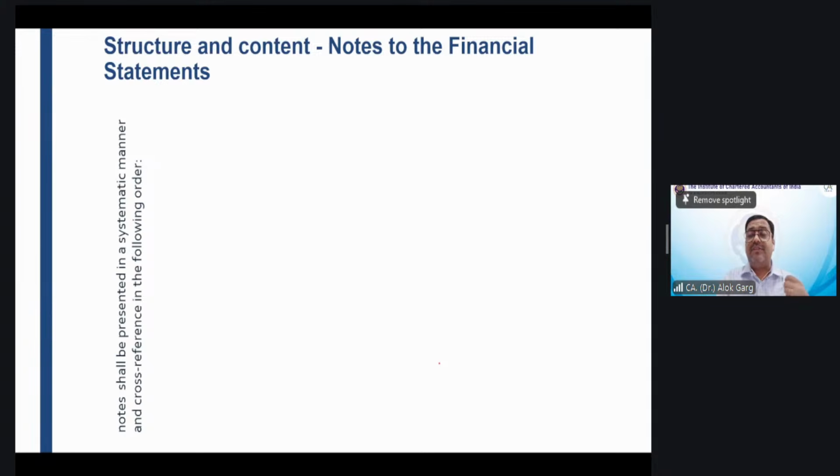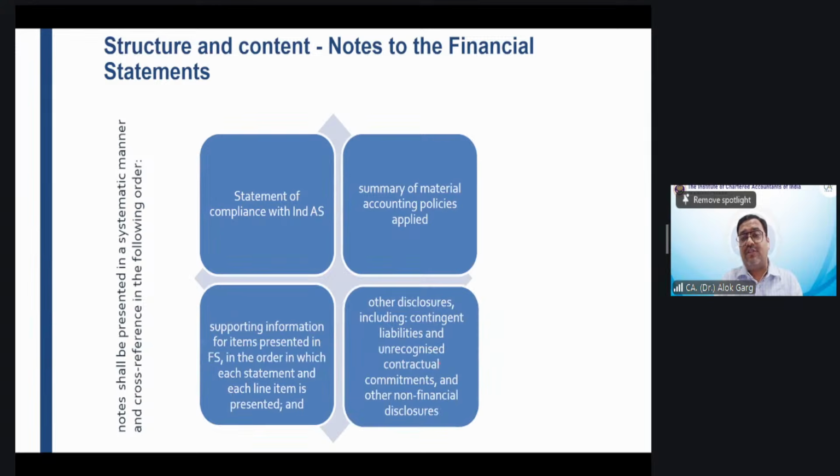This standard is such a meticulous standard. It also talks about the hierarchy in which these notes are going to be presented. Notes shall be presented in a systematic manner. First of all, statement of compliance has to be given, then summary of material accounting policy. I have shown you, the corporate information was there. Then basis of preparation, in which statement of compliance was there. Then material accounting policy information was there. Then supporting information.